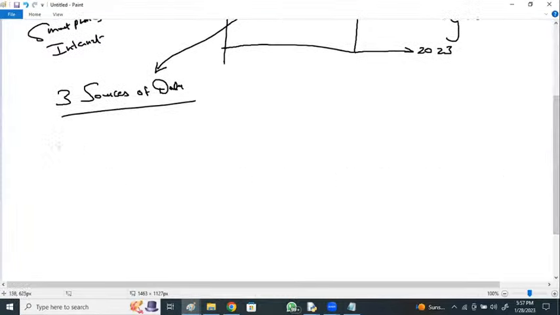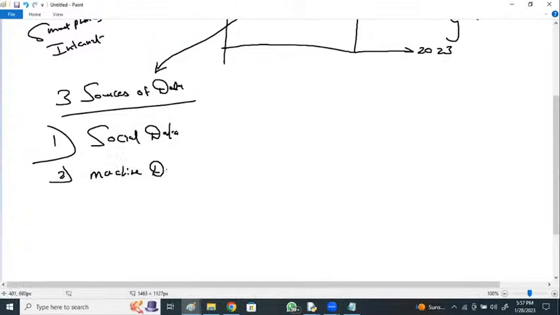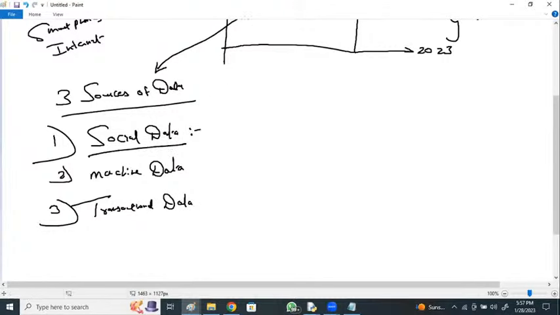From where is this data getting generated? Mainly three sources: social data, machine data, and transactional data. What is social data? Data generated from social sites, like Amazon, Facebook, Twitter, all this.